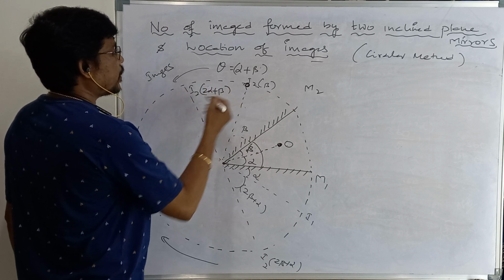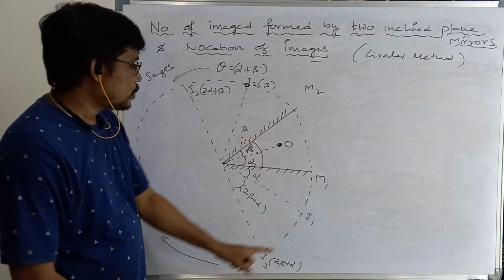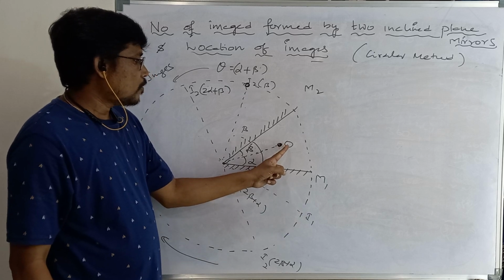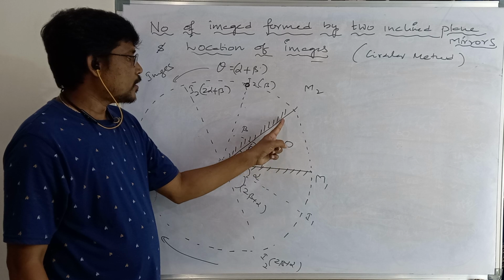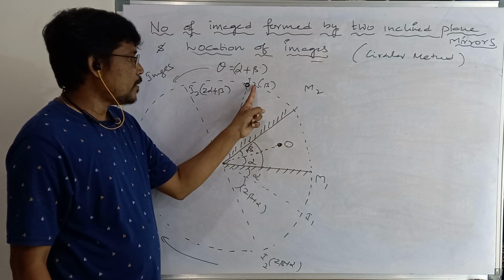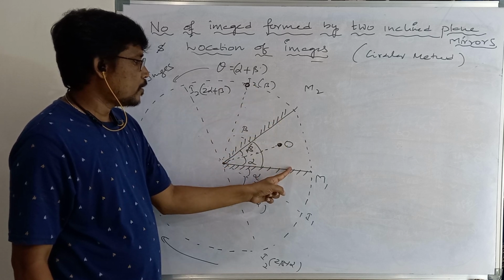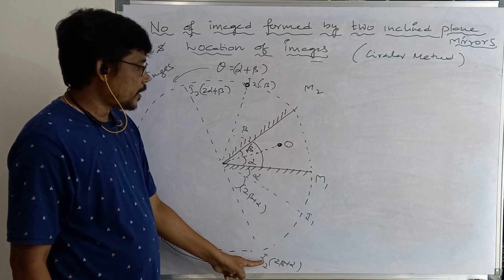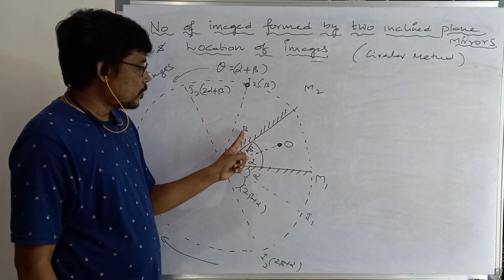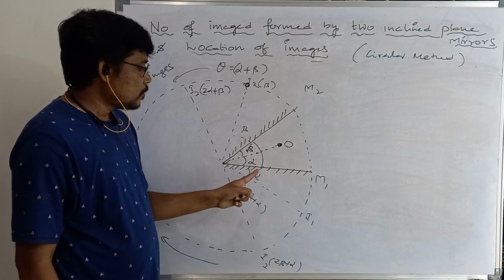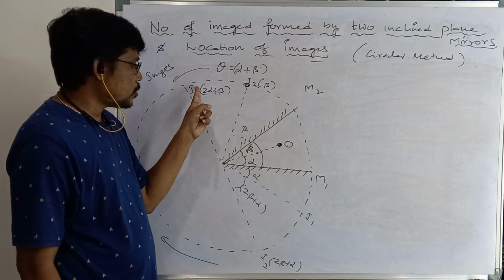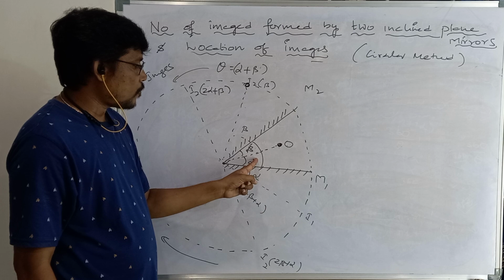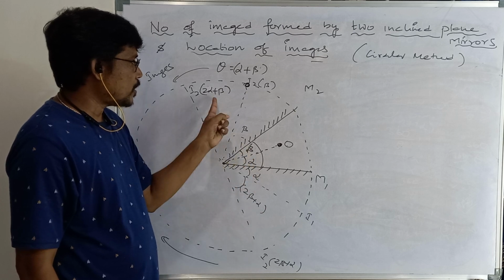So simple thing. This is the first object. For this object, an image is produced for this mirror. Now this image will act as an object for this mirror and produce an image here. Why? Because with an angle, this is 2 beta plus alpha. Similarly, this image will act as an object for this mirror and produce an image. What is the angle? Alpha plus beta. So 2 alpha plus beta.